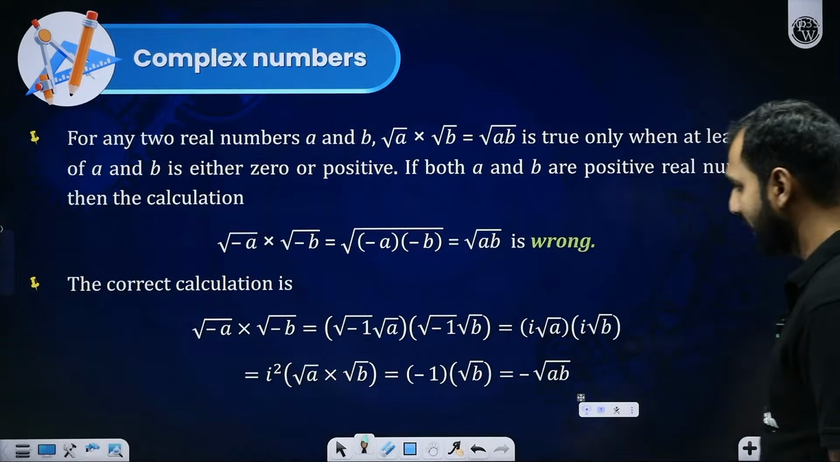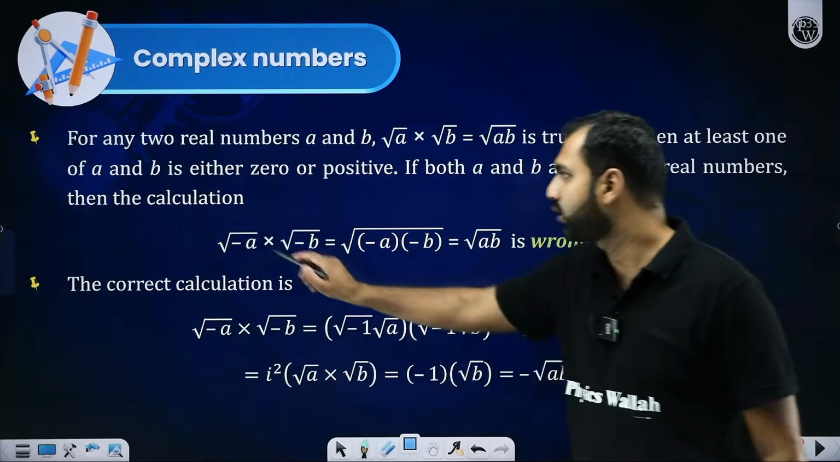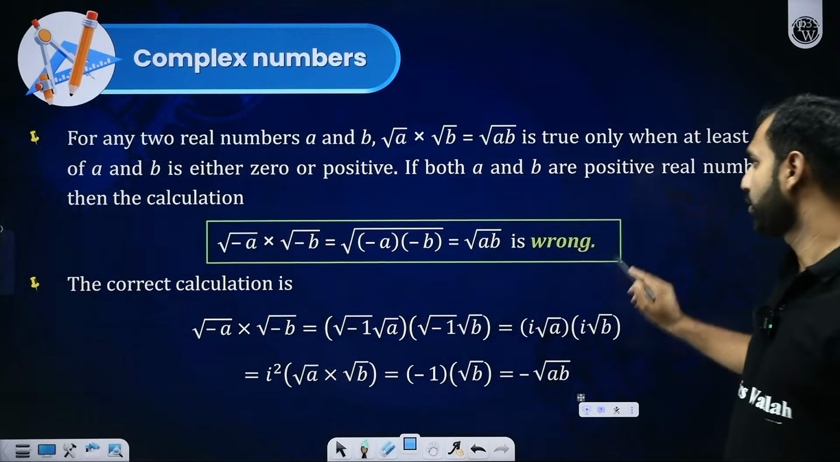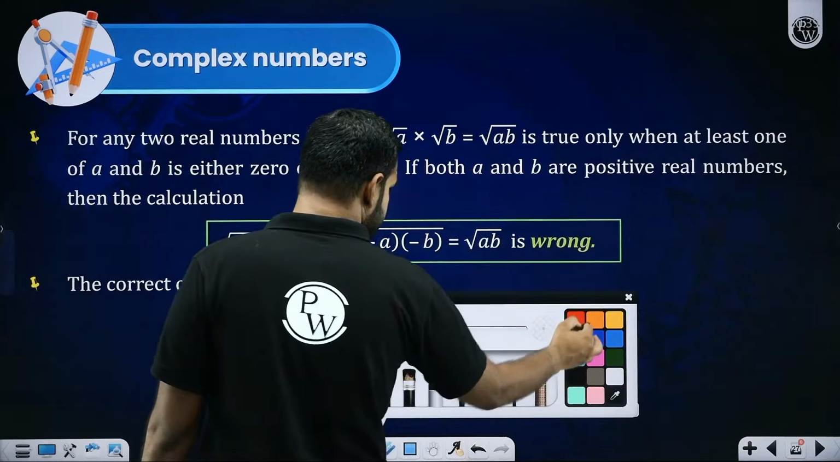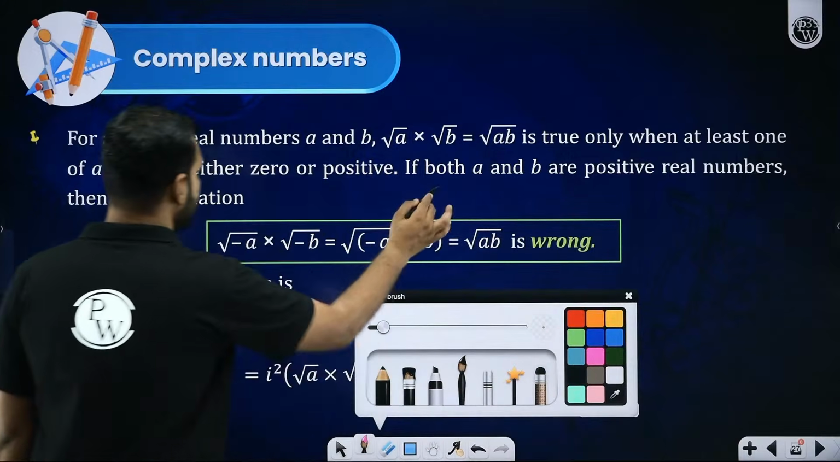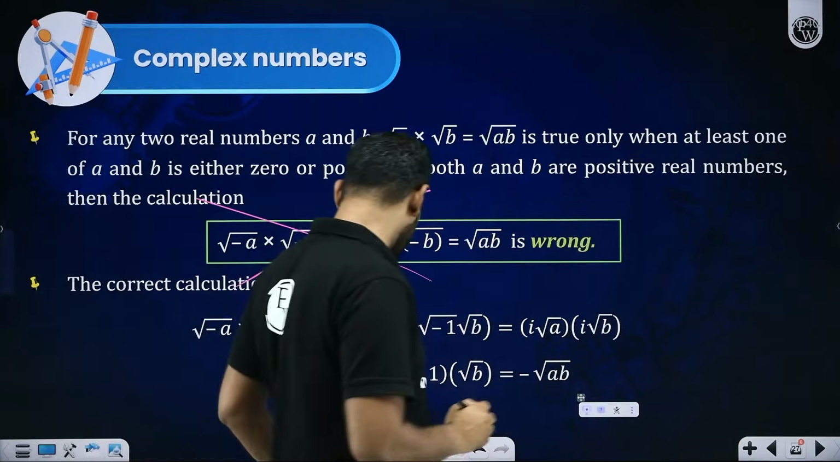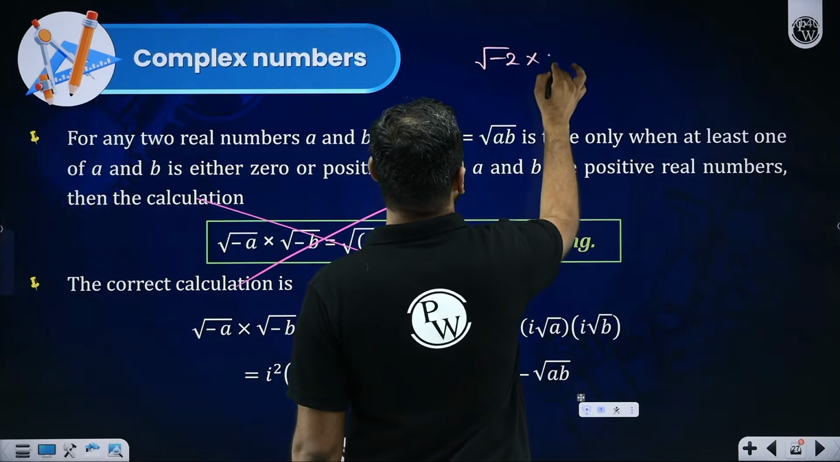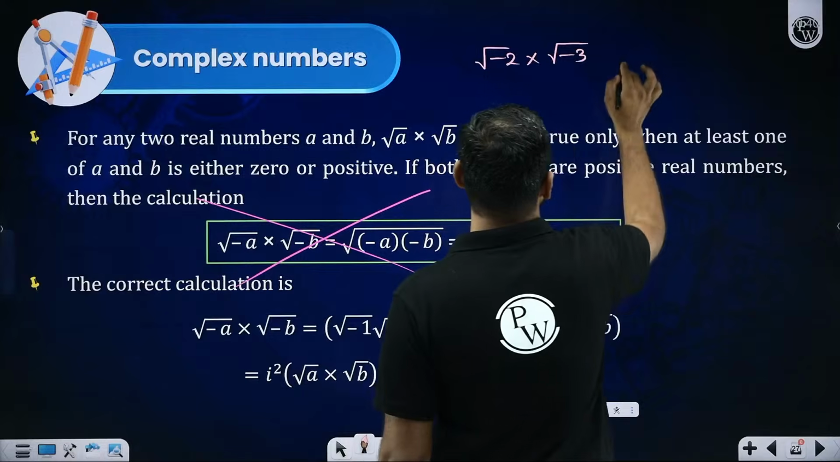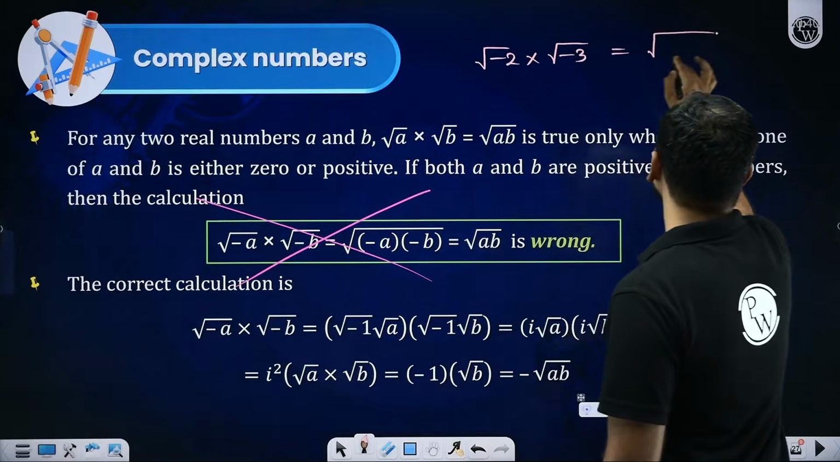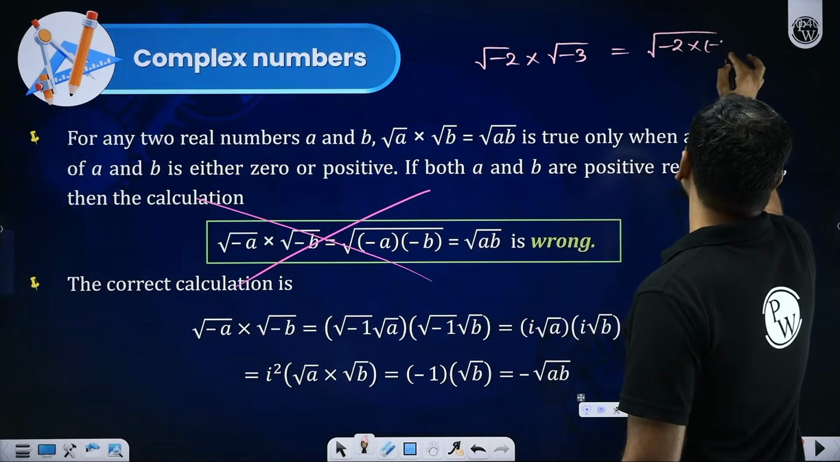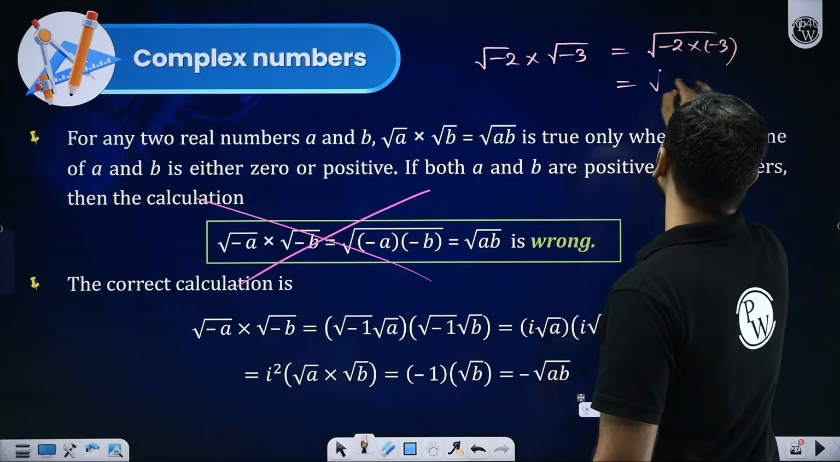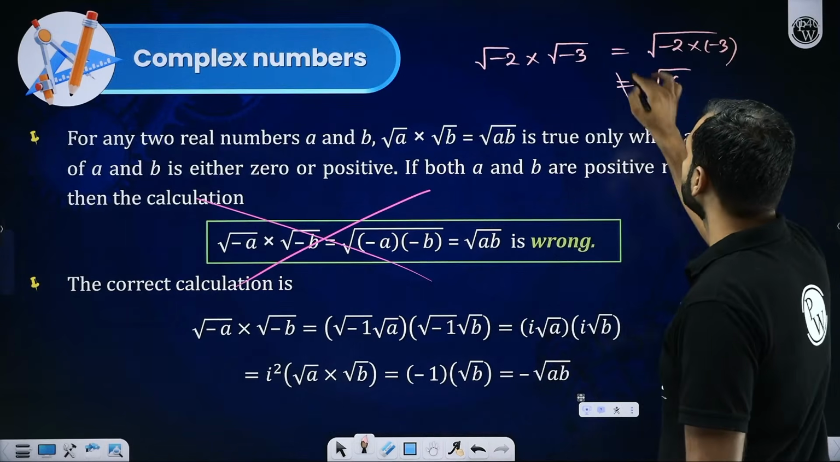Now one mistake a lot of students commit is that they treat it like this, which is wrong. Remember this is wrong. Let me explain that. Let's say I ask you under root over minus 2 into under root over minus 3. People do it like this: minus 2 into minus 3 inside an under root, and they say minus 2 into minus 3 is 6, so the answer is 6, which is false.